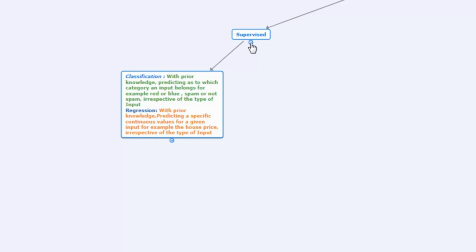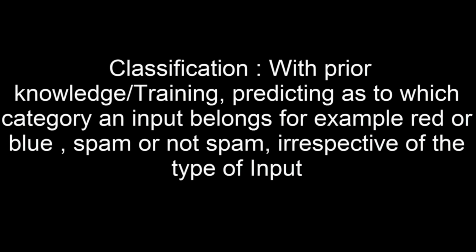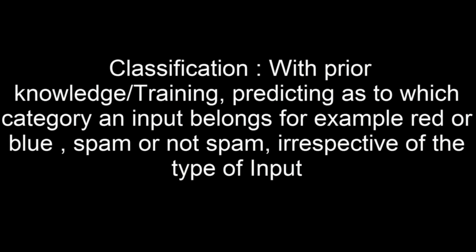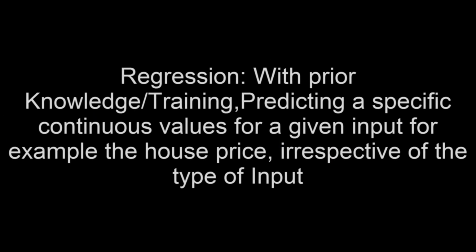So, classification, with prior knowledge and training, predicts which category an input belongs to. For example, let's say that you have different color pictures and you want to categorize them into different baskets. So, a red picture would go into red, a blue into a blue, and yellow into a yellow. So the input is ideally put into a category in the output. So it has to be in a category, either red, blue, or yellow, spam, not spam, and so on.